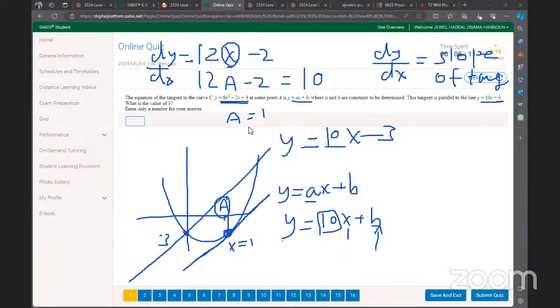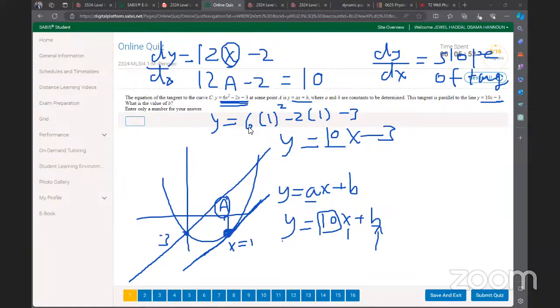I need to get y. What will y be for this line when x equals 1? I will replace x by 1 in the original function of the curve, because this point is common between the tangent and the curve itself. So y equals 6 times 1 squared minus 2x, sorry, minus 2, minus 3. You see? 6 minus 2 is 4. 4 minus 3 is 1.